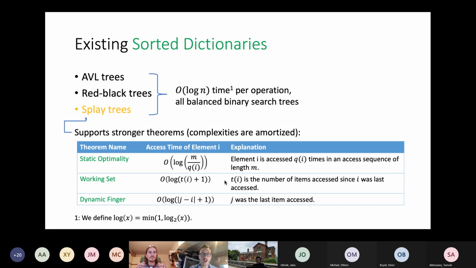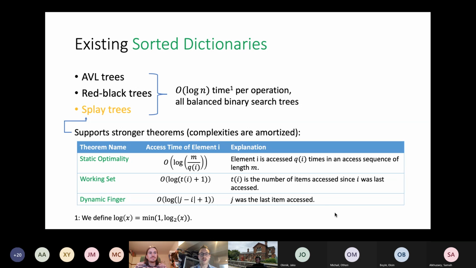Now, there's another property called the working set property. This says that we can access an element i in time log of t_i plus 1, where t_i is the number of items that have been accessed since i was last accessed. And then there's the dynamic finger property, which says I can access key i in log of the difference between the previous key accessed and the key being accessed in the current iteration. This is the number of keys between i and j.